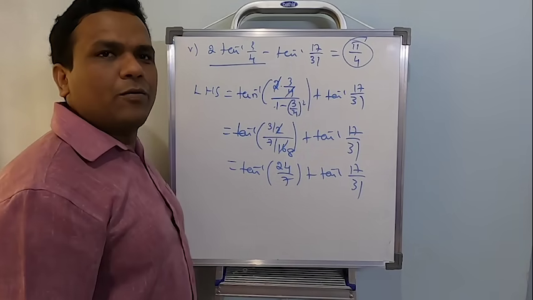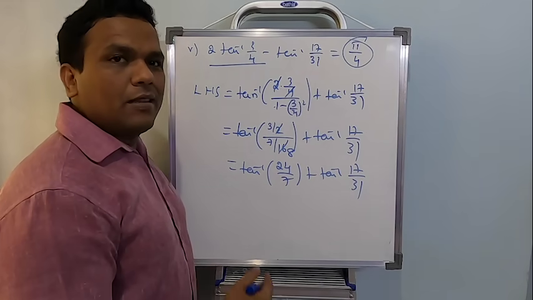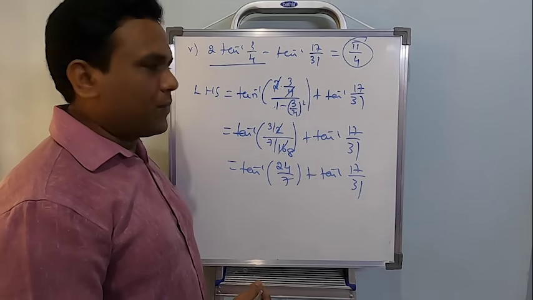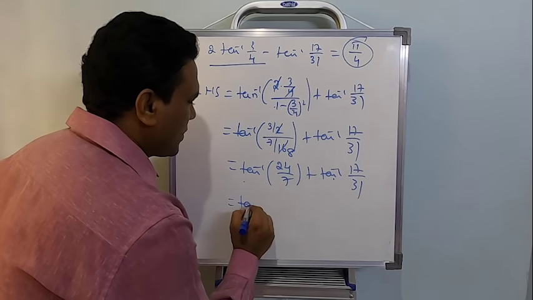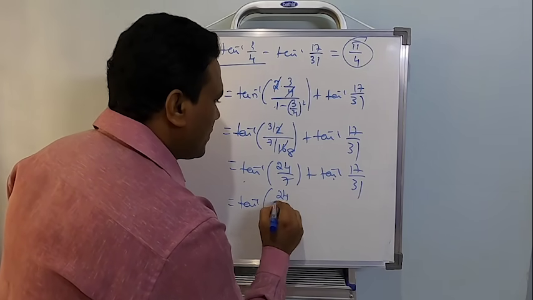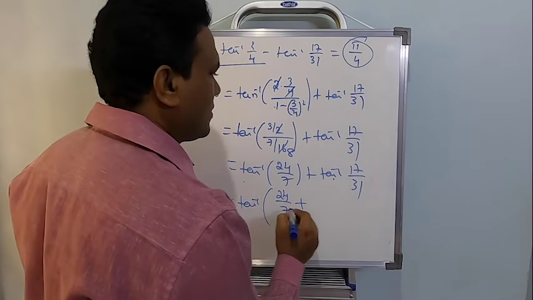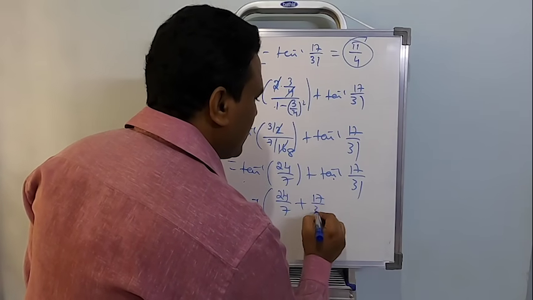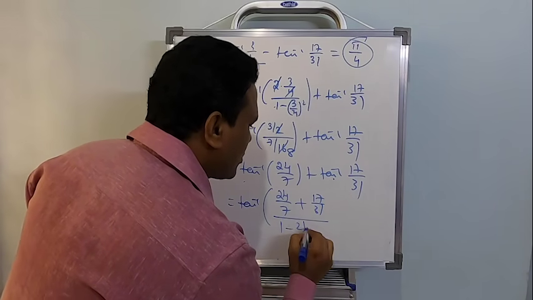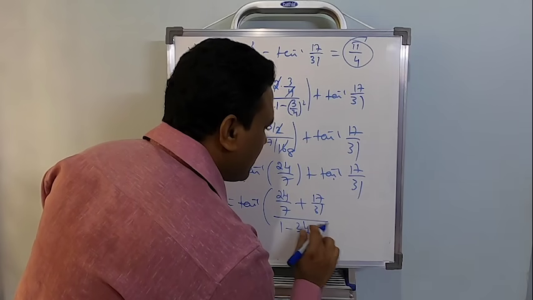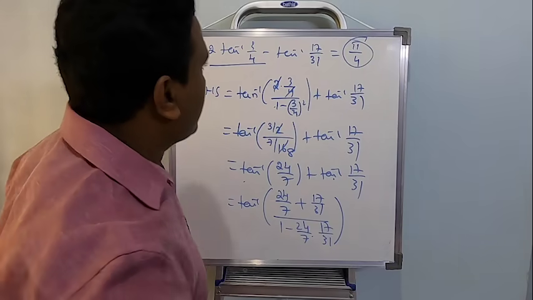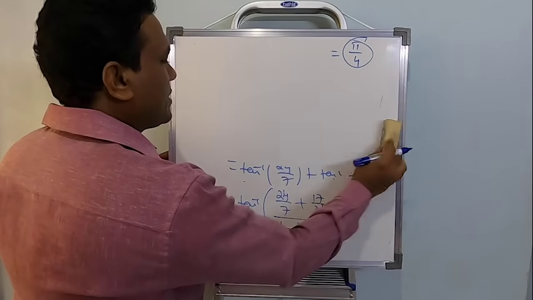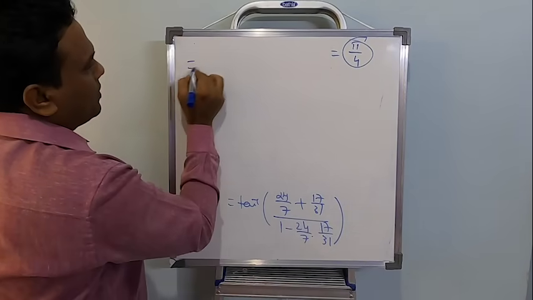So you already have an idea. Final answer should be pi by 4. So to get pi by 4, the last step should be tan inverse 1. Now apply tan inverse x plus tan inverse y, which is tan inverse of x plus y by 1 minus xy. So y is 17 by 31, by 1 minus 24 by 7 multiplied by 17 by 31. So the simplification starts for tan inverse x plus tan inverse y.